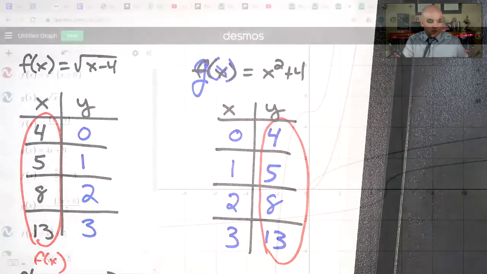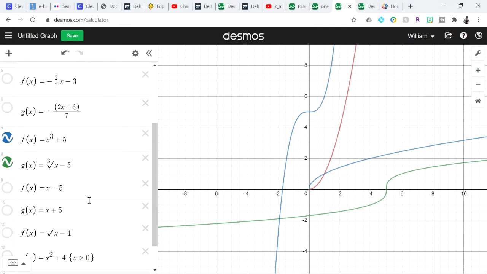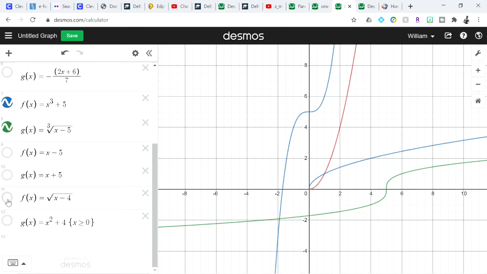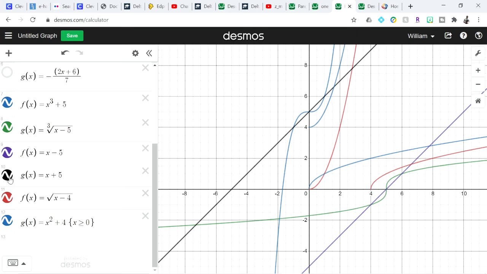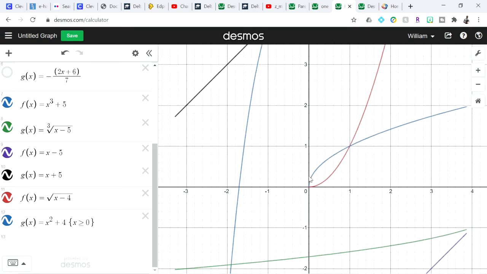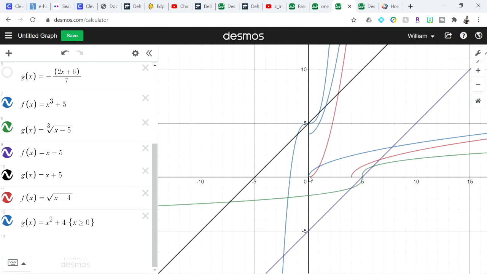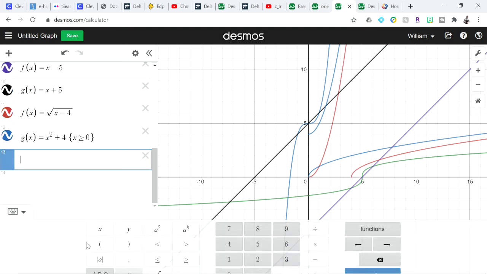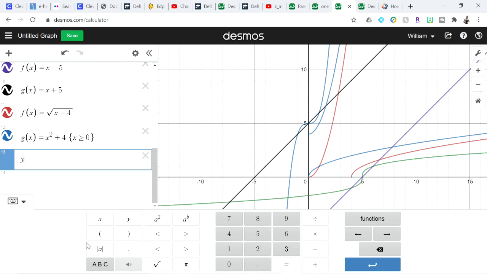Let's look over on Desmos and see what we got on our graphs here. So I've got that graphed right here. So there's your square root of x minus 4. There it is up there. And then we've got one more we're getting ready to do. That's the, well, x minus 5 and x plus 5. They look like that. They're parallel to one another, but that's okay. They're still inverses. They still undo one another. And so the key here is this. They are symmetrical about the line, if you couldn't tell before, y equals x.